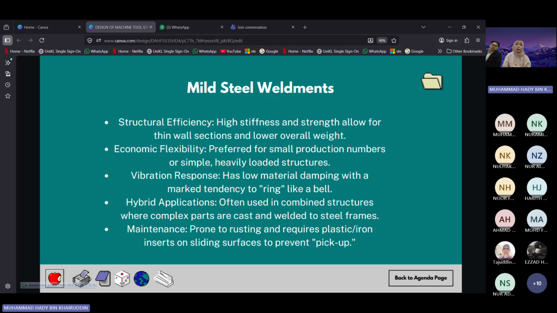Next, we have mild steel weldment. Since the 1950s, steel has been favored for its high stiffness and strength. It allows us to use thinner walls, making the machine much lighter. Steel is perfect for heavy load structures made in small batches. However, it still lacks the damping of iron because it tends to ring. So we often use cast iron instead, or hybrid welded cast designs, to get the best of both worlds.